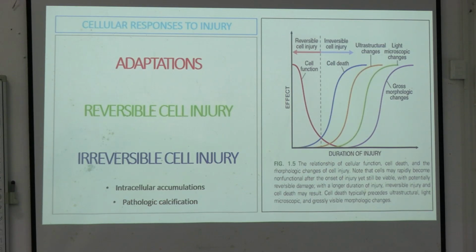So the cellular responses to injury, first cellular adaptation. So like I said, your first reaction will be to adapt to the stressful situation. Then reversible, irreversible cell injury. You will have intracellular accumulations and pathologic calcifications. After these you have lecture classes. So mostly today's class is on these three. Adaptations also you have classes I think on the 28th. But still, since these are in continuum, I'll just go and give a brief of this topic.